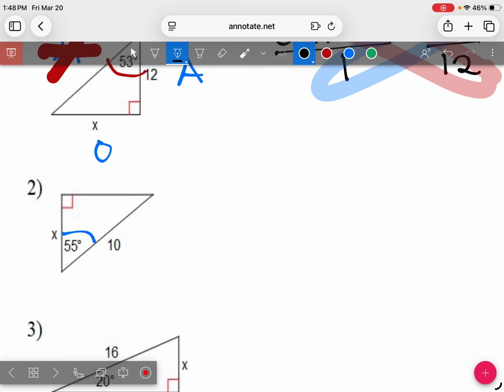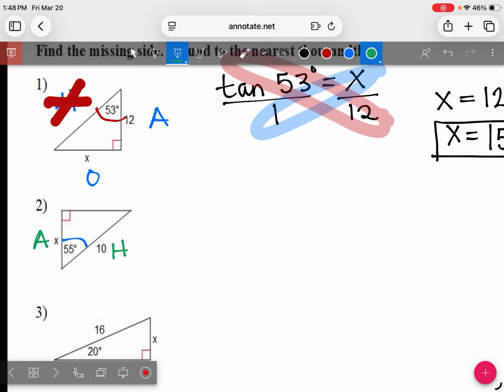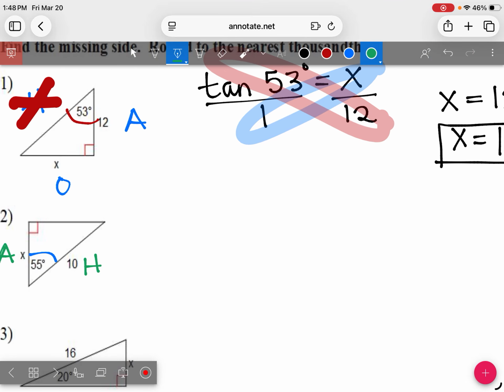All right, number 2, we got 2 sides labeled. Opposite of the 90 degree is 10. That's my hypotenuse. What is x? Is x opposite the 55 or adjacent to the 55? So that's an A. What ratio uses A and H? Cosine. So we're going to take the cosine of 55. That's going to equal adjacent over hypotenuse.